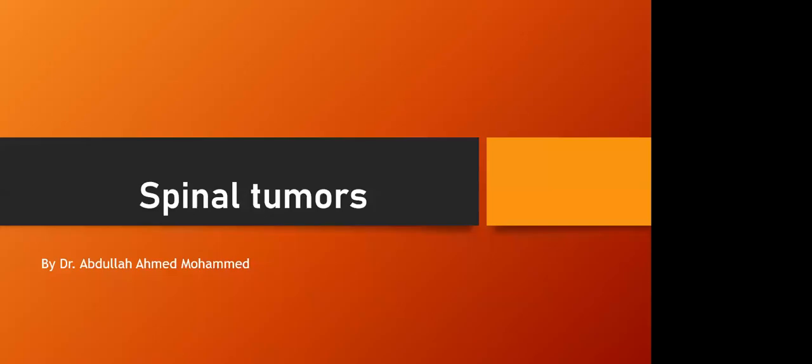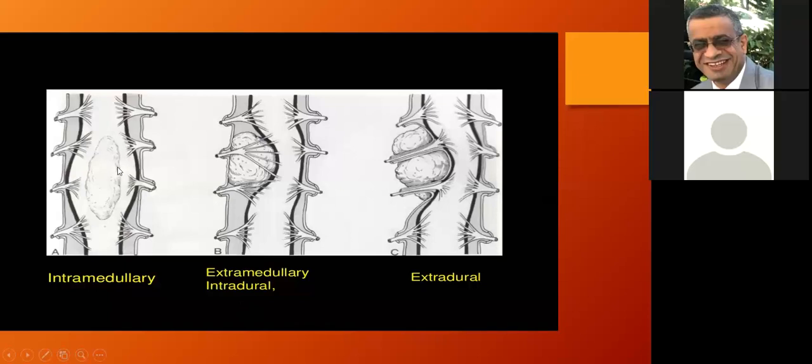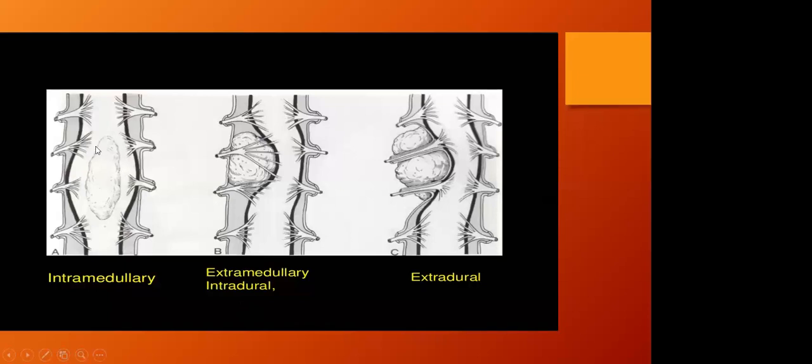Today we are going to talk about the spinal tumors. Generally speaking, there are three subdivisions of spinal tumors depending on their location. First of all is the intramedullary type, which is found inside the spinal cord substance causing expansion of the spinal cord, and the extramedullary intradural type, which is outside the spinal cord but within the dural sac, causing spinal cord compression, and it usually has a wide dural base with the dural tail or the dural cleft sign.